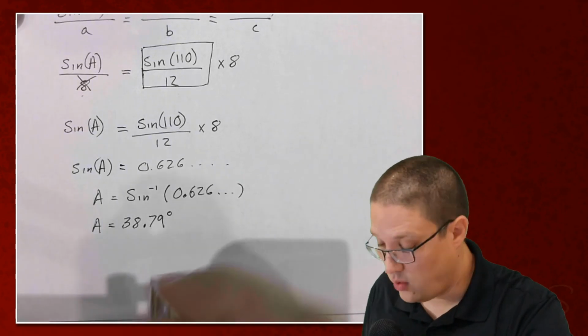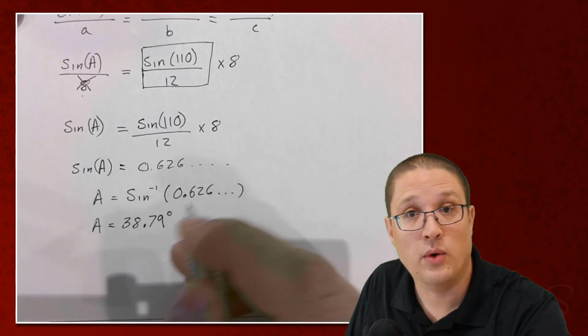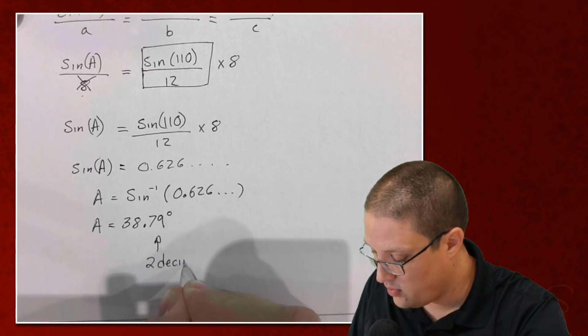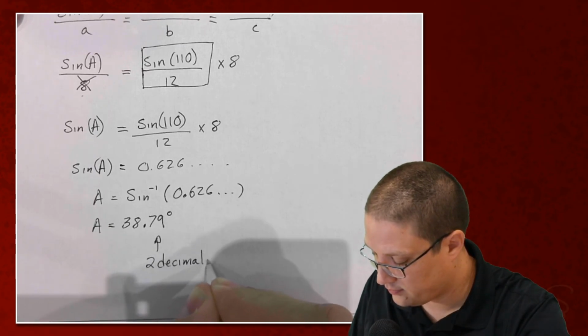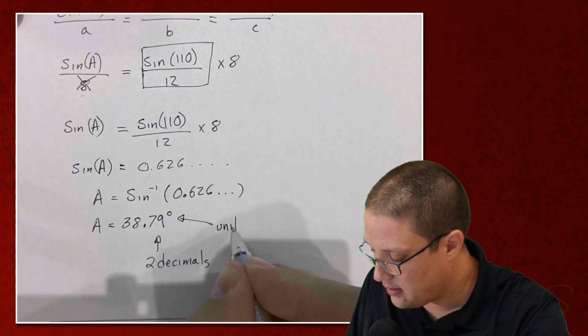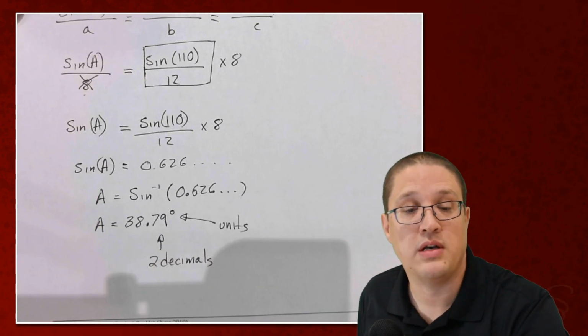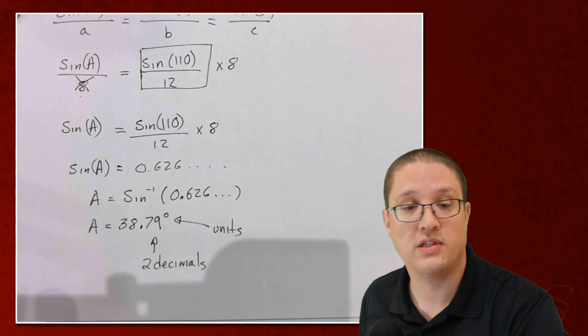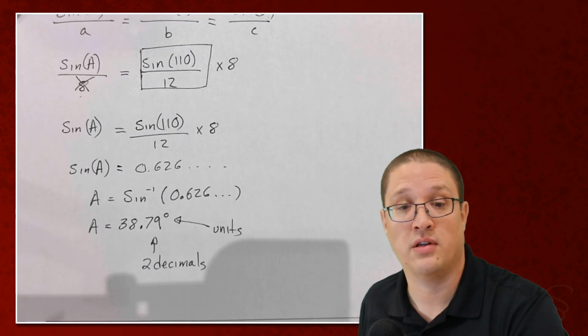A couple of things to note. Make sure you're not rounding too early. Make sure that you have 2 decimals here. And make sure that you don't forget your units. The degrees are important here, because angles come in different units depending on what you're doing with them. We're always going to use degrees, so make sure to put in the degree symbol there.